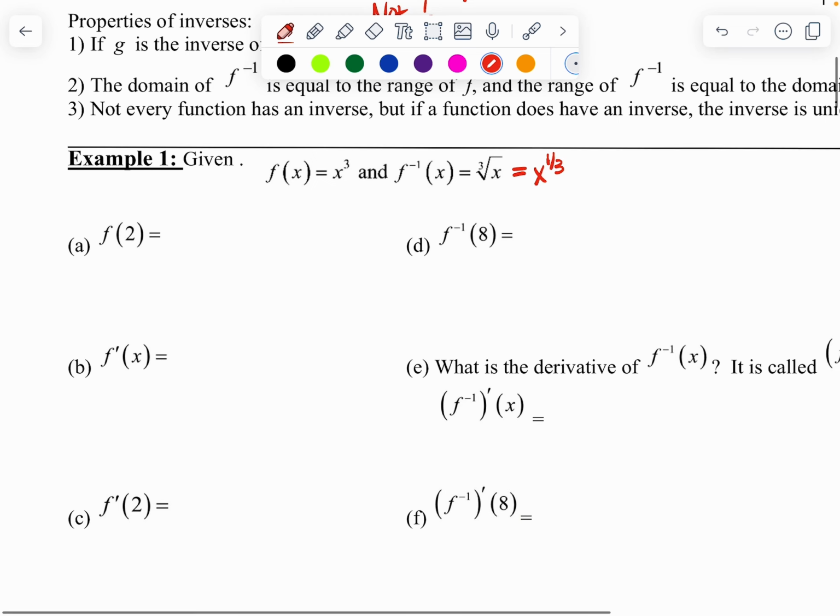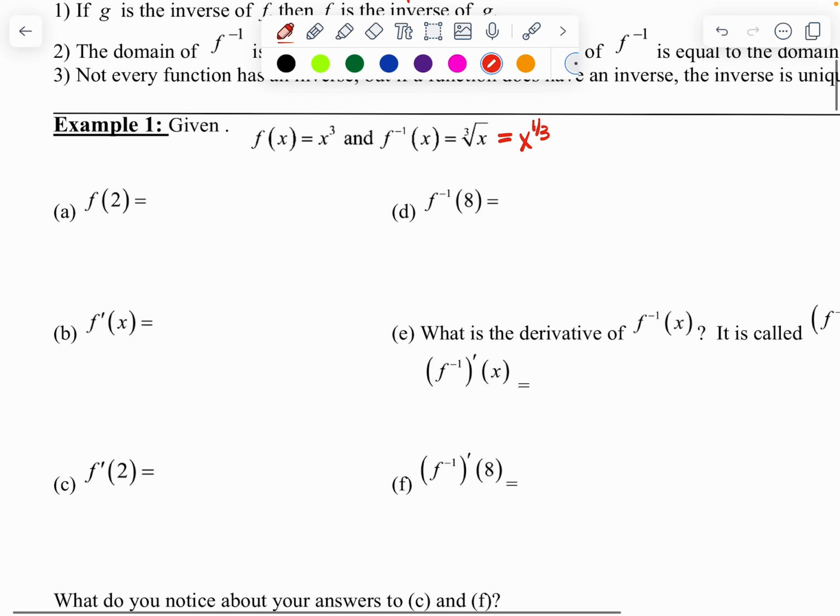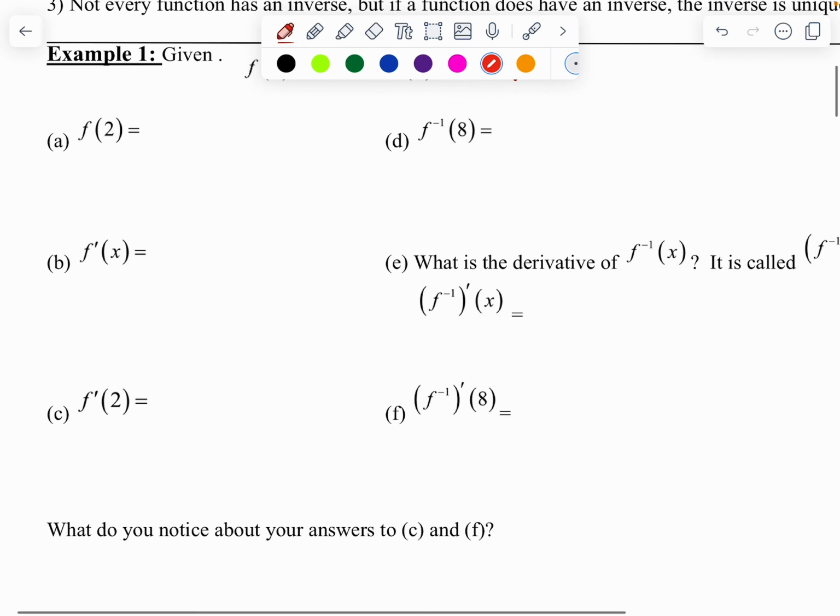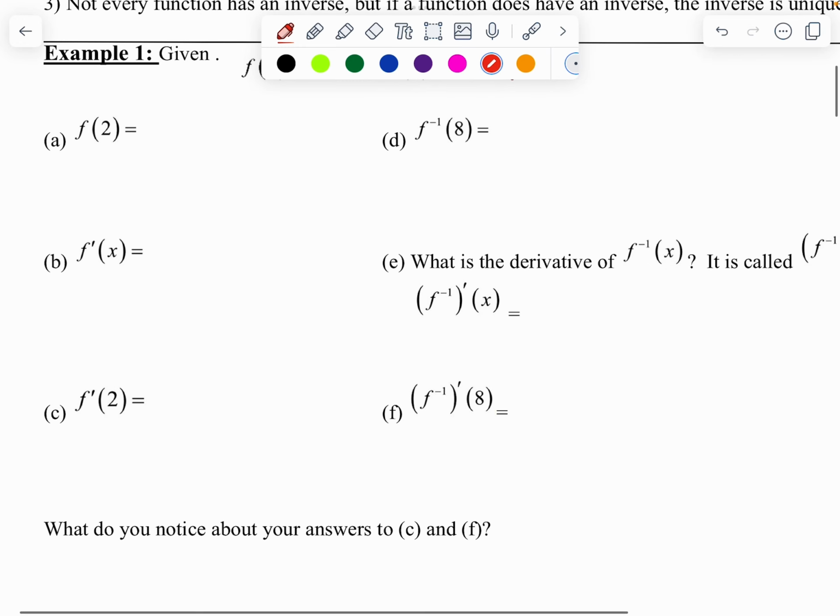I'm going to stop this video, and you go ahead and work through A through F, and answer the question at the bottom: what do you notice about your answers to C and F? We'll pick up at the start of the next video.